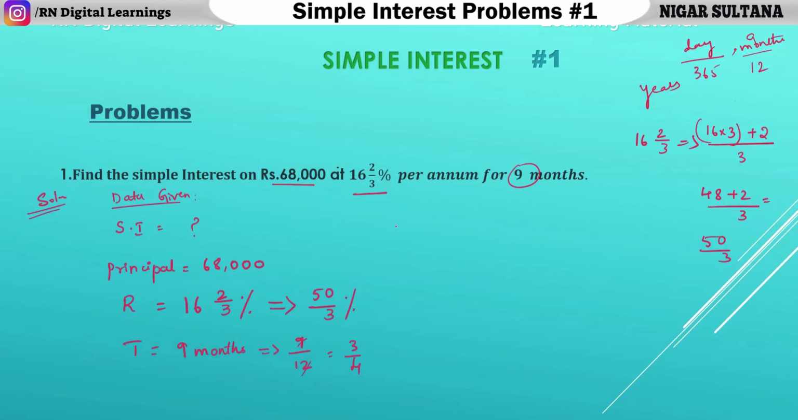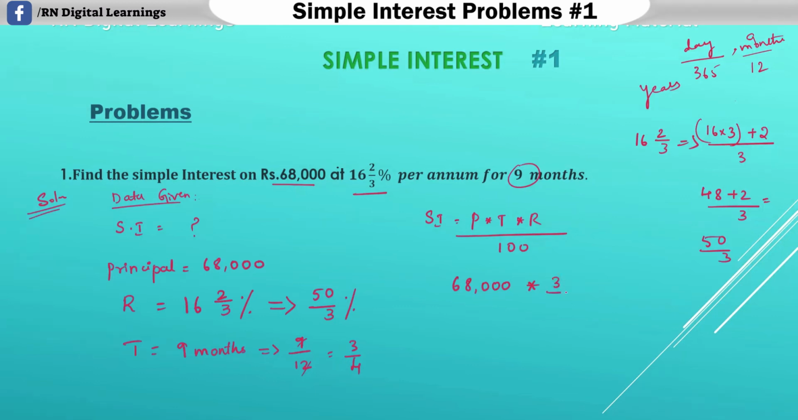Okay, now we need to substitute these values in the simple interest formula. What is the simple interest formula? P into T into R divided by 100. What is the value of P? It is 68,000 into, what is the value of T? T is 3 by 4 into, what is the rate of interest? 50 by 3, whole divided by 100.